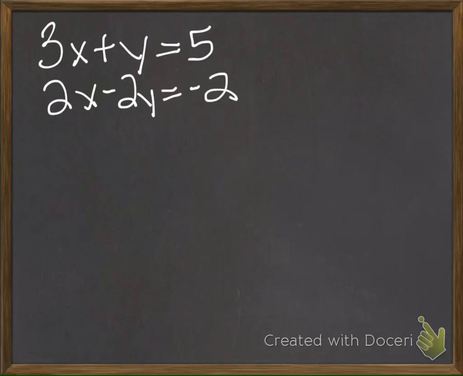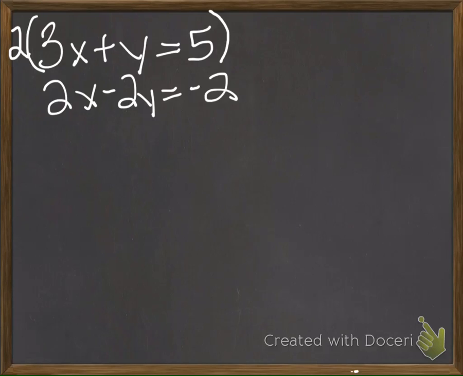If you look at your x's, you would have to multiply both. But if you look at your y's, you only have to multiply one of them, okay? So what would we need to multiply the top number by to make it the opposite of -2? We would have to multiply it by +2. So it would be +2. Okay? So multiply the whole top equation by +2.